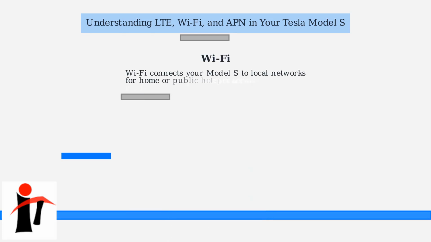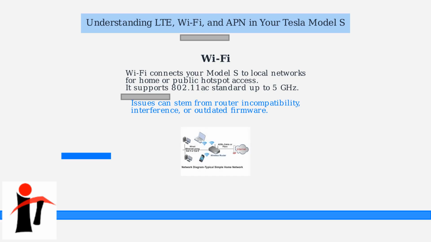Wi-Fi allows your Tesla Model S to connect to local networks, such as your home router or public hotspots. It supports the 802.11ac standard with speeds up to 5 GHz, making it ideal for tethering devices or accessing local services. Common Wi-Fi problems include router incompatibility, signal interference, or outdated firmware on either the car or the router.